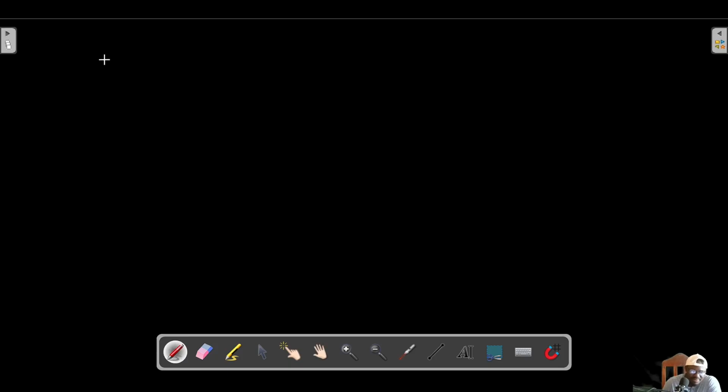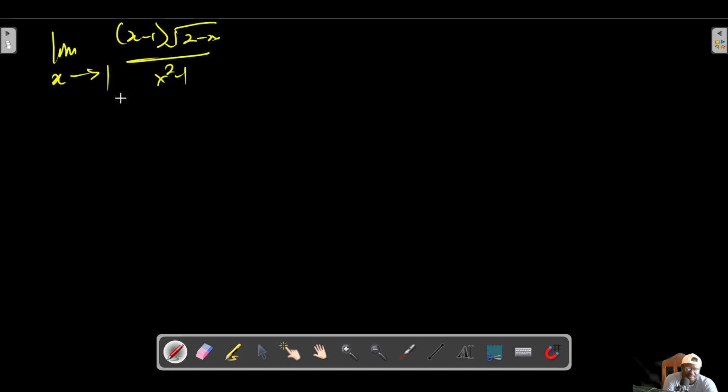Say you have the limit as x approaches 1 of x minus 1 multiplying root of 2 minus x, divided by x squared minus 1. So here, let us try to factorize and see. But first we have to check.